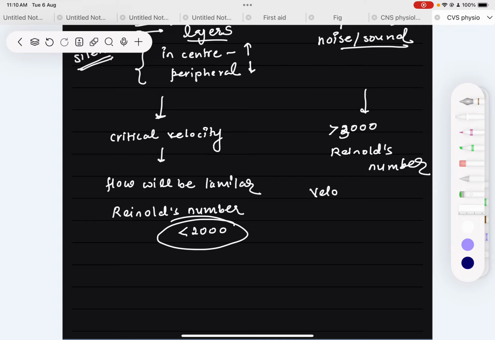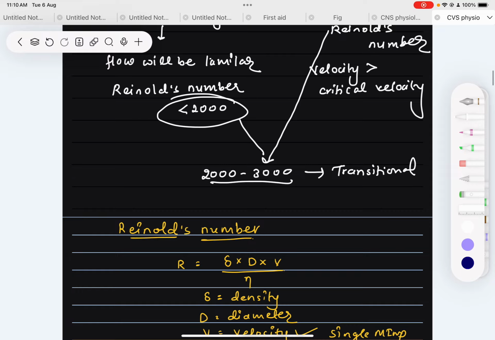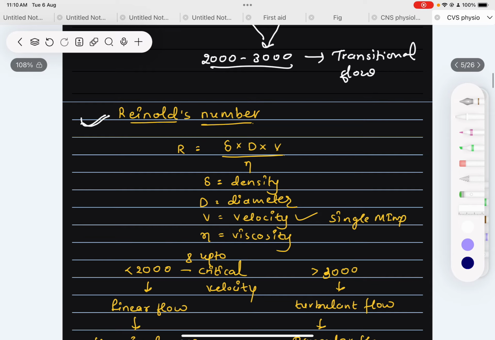And if velocity is more than critical velocity. Now what about the two numbers, in between these two numbers? So between 2000 to 3000 there will be transitional flow. Now we are going to learn about the Reynolds number calculation.